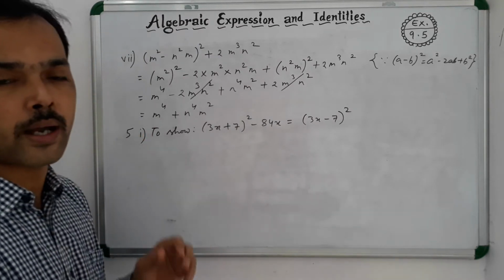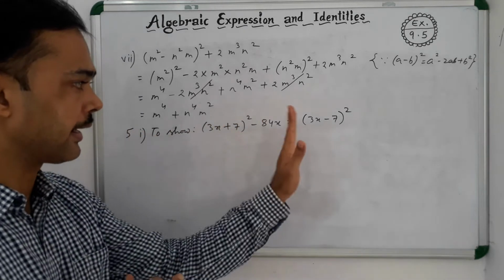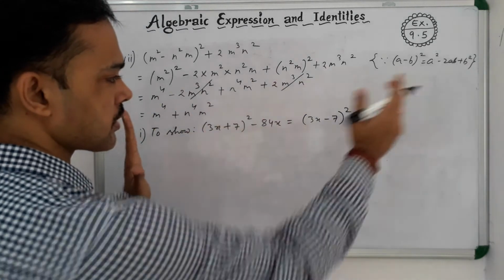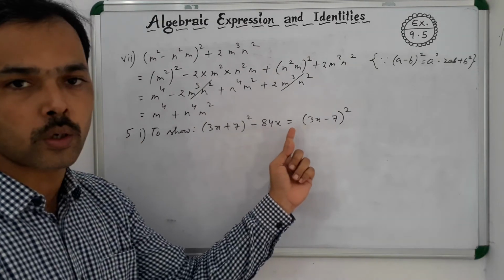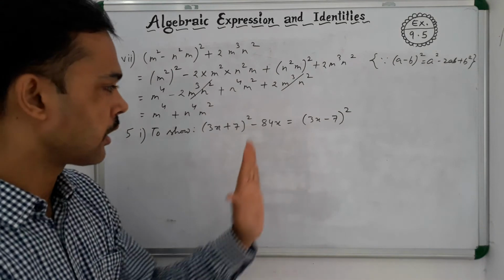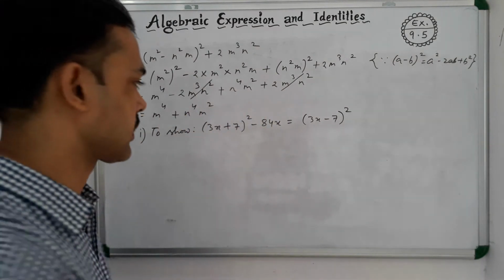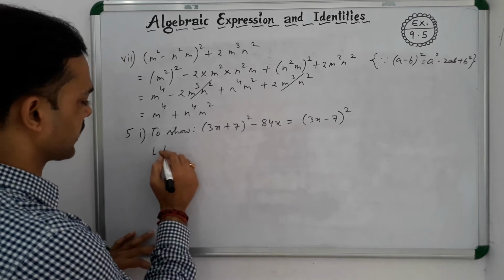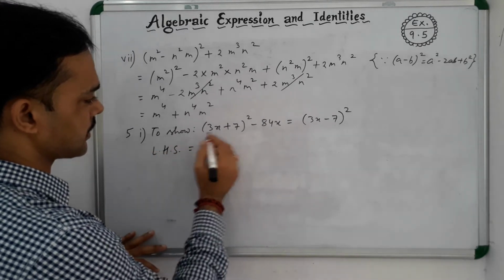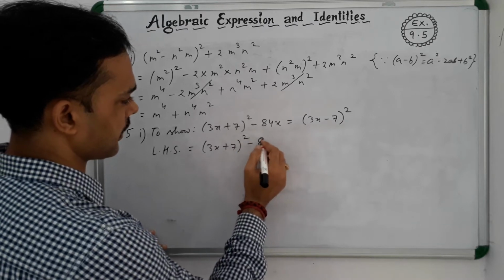When we have to verify, we will take LHS and RHS. LHS means left hand side, RHS means right hand side. From this equal to sign, whatever is towards right will be RHS, and whatever will be towards left will be LHS. Let us first take LHS. LHS is 3x plus 7 whole square minus 84x.